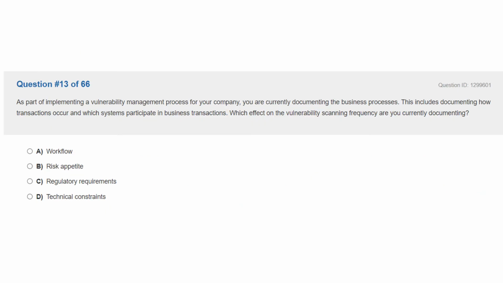Question 13. As part of implementing a vulnerability management process for your company, you are currently documenting the business processes. This includes documenting how transactions occur and which systems participate in business transactions. Which effect on the vulnerability scanning frequency are you currently documenting?